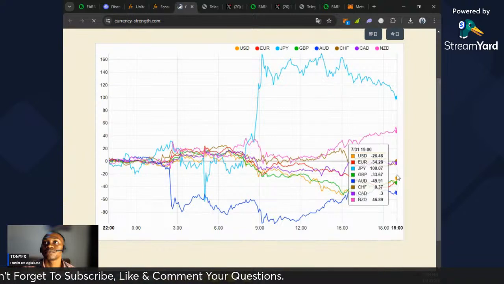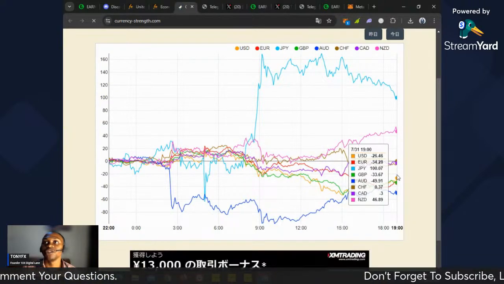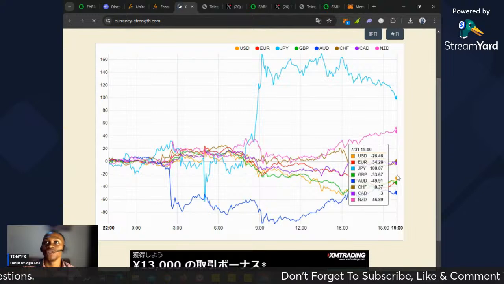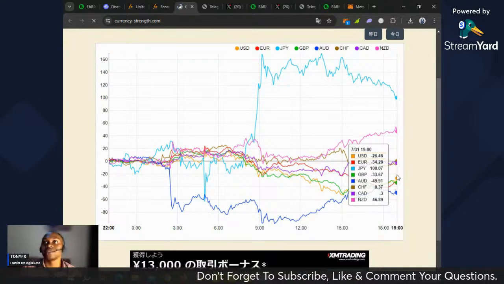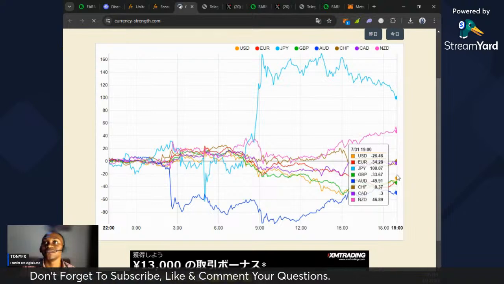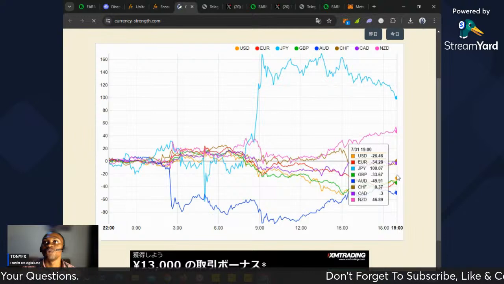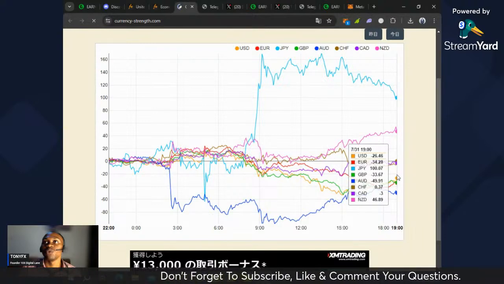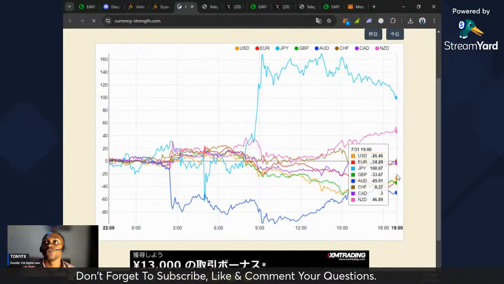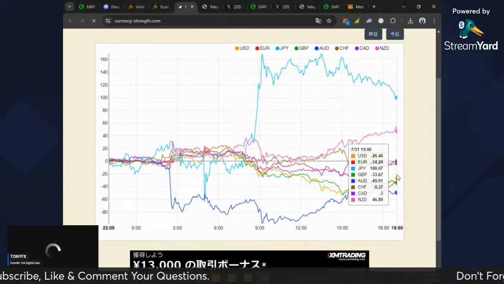Okay, it's gaining some ground against GBP, Euro, and AUD. Why card? It is weak against card, against JPY, against NZD.